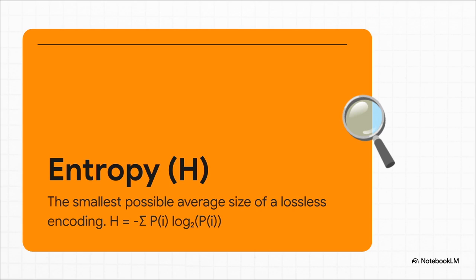It's like a cheat code. It tells you, for any set of messages and their probabilities, what the theoretical best you can possibly do is. It's the target. It's the goal you're aiming for.